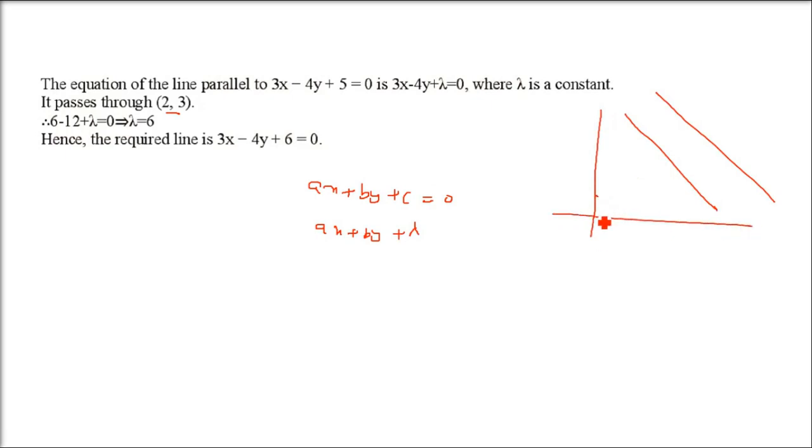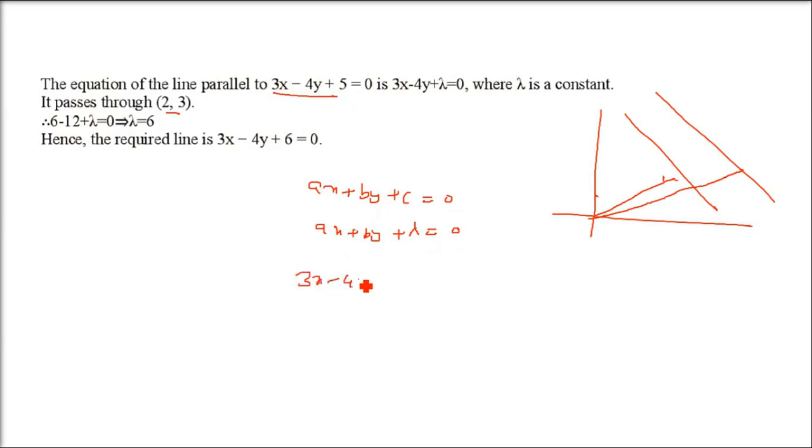So if we make two lines, these two lines are parallel, and the difference is only in c and lambda. Okay, these lines are parallel. It relates to the distance from the origin of these two lines. So ax plus by plus lambda equals 0 is our line.